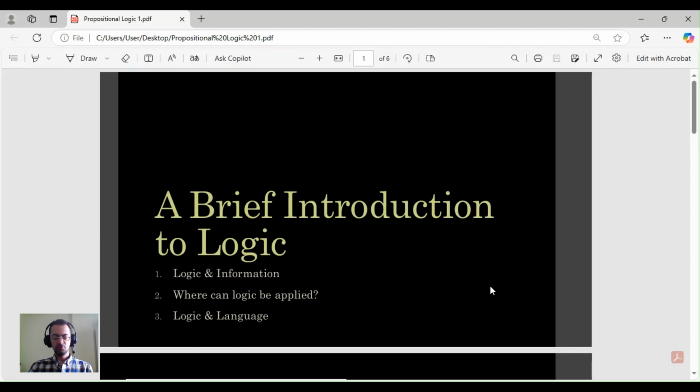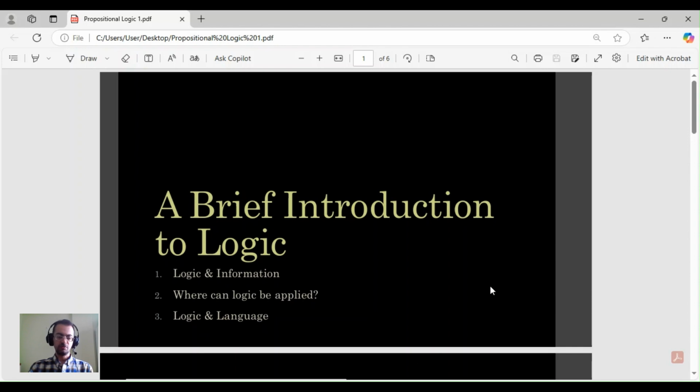Welcome. Today we are exploring a brief introduction to logic. For this reason, we have distinguished three subtopics: logic and information, where can logic be applied, logic and language.